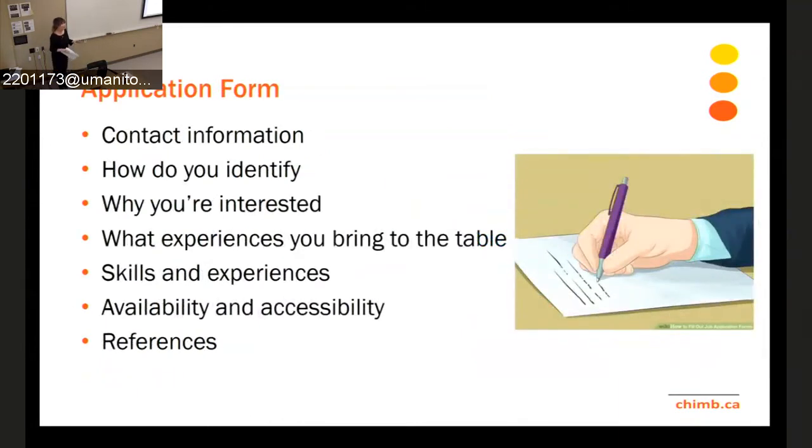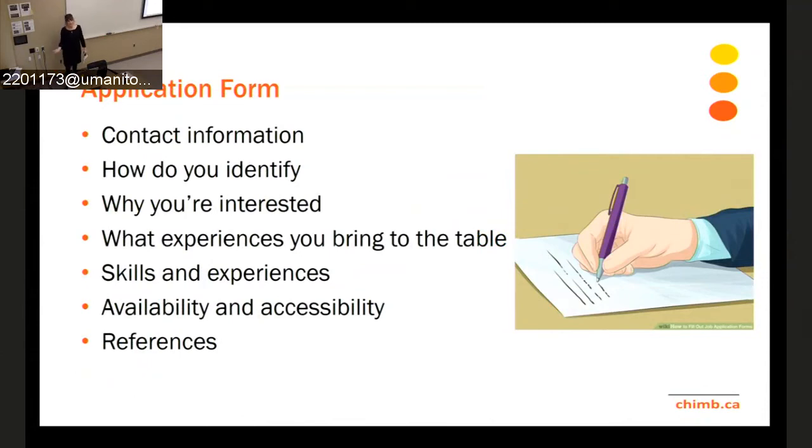If it is a long-term commitment, like an advisory group for many years, you may want an application form as well. Again, if people don't want to fill it out but would rather go for coffee, you can do that instead of an application form. Their contact information. Sometimes I like to talk about equity issues, so if you feel comfortable, how do you self-identify? Why you're interested in the project, what types of experiences you think you bring to the table, some of your skills, and then again, your availability, your accessibility, and any supports you might need.